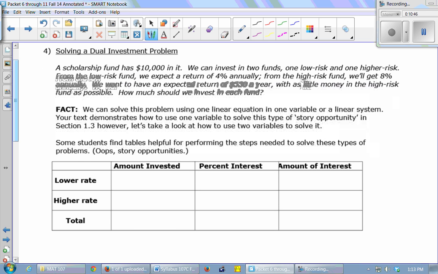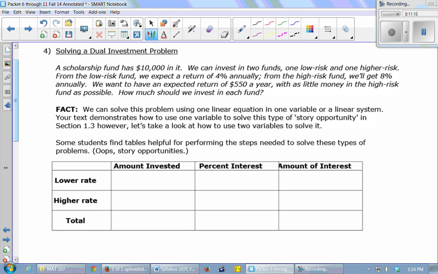Okay, so we did a problem like this last class, solving a dual investment problem. So we'll go through one together just to make sure that we all feel comfortable. So we have a scholarship fund that has $10,000 in it. We can invest in two different funds. One's low risk and one's higher risk. In general, a low risk fund gets a lower return on investment than a high risk fund.